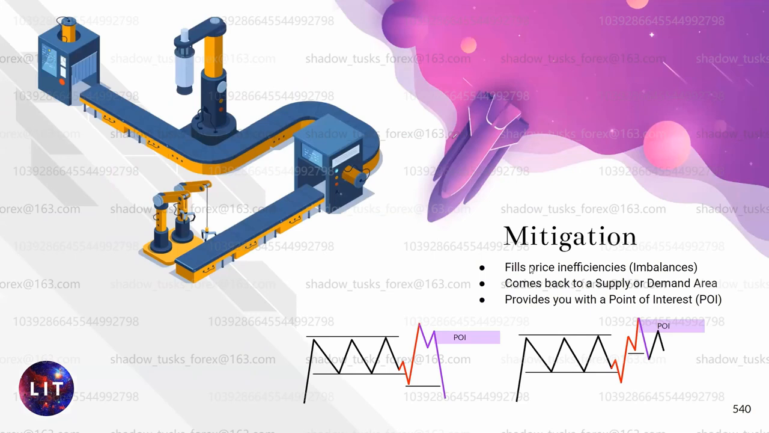which is of course mitigation. And this is how we'll be getting our entries most of the time, unless you're taking a straight inducement trade, but we wouldn't recommend that while you're still learning. So mitigation, it fills price inefficiencies. That's the imbalances. Remember, you should know this by now, but you need 3 candles for an imbalance.